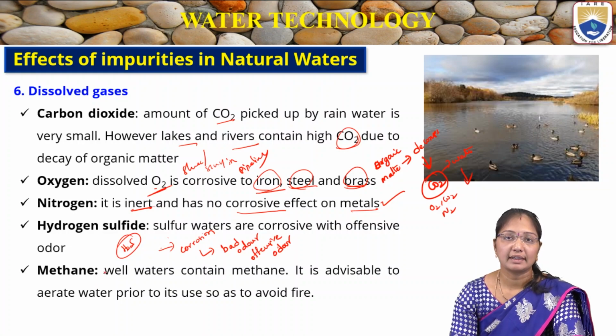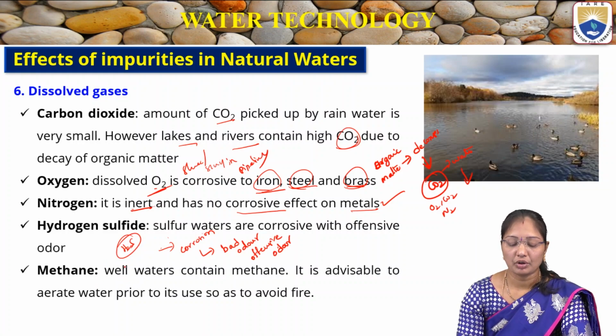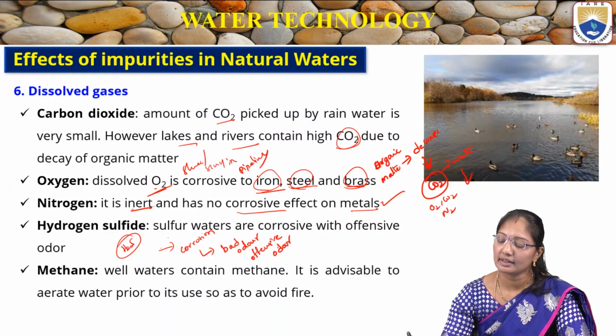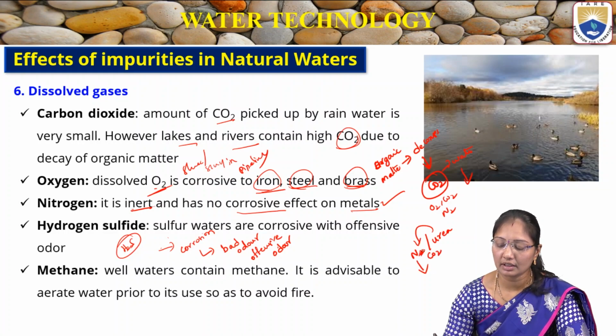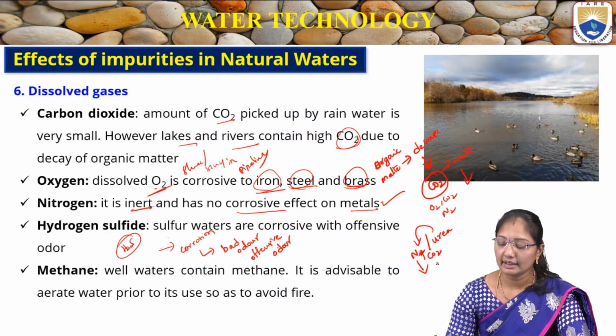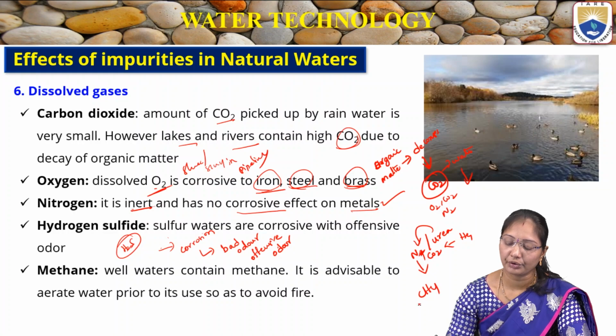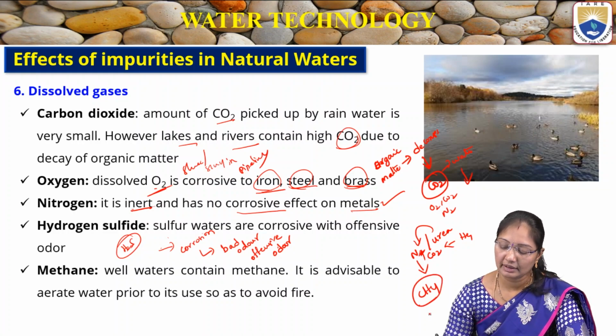Coming to methane, again due to the stagnant water, some animals or fishes present in the water excrete urea, and urea contains nitrogen. So nitrogen or carbon dioxide are the resultant products. Again it may react with the water and result in CH4. This methane formation happens under anaerobic conditions.